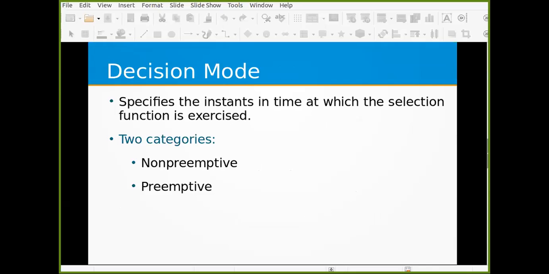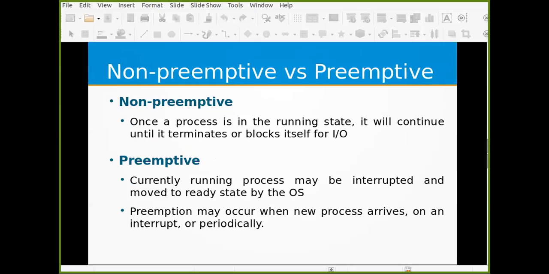And finally, there is something called decision mode. It specifies the instance in time at which the selection function is exercised. So whenever the dispatcher needs to decide which process will go next based on the strategy that is implemented, there is a decision mode that is non-preemptive or preemptive. Now what is that? Non-preemptive versus preemptive.